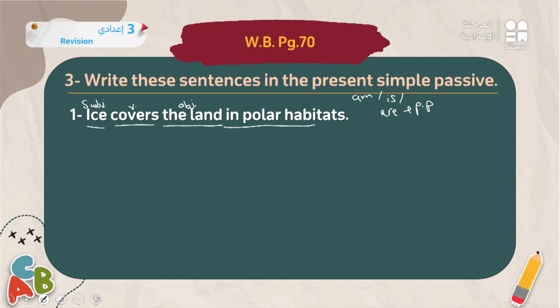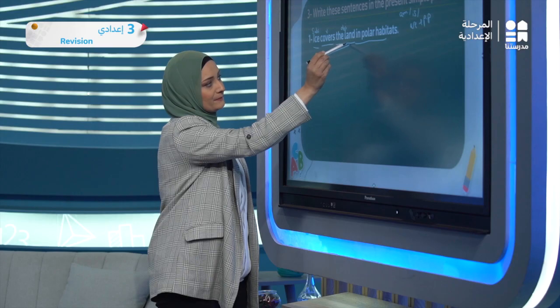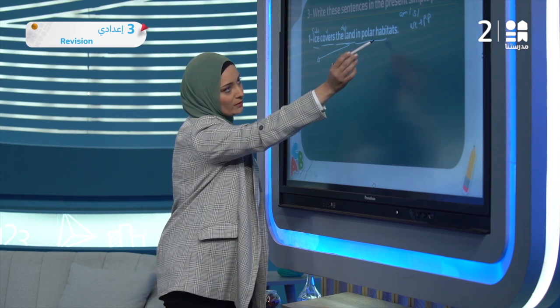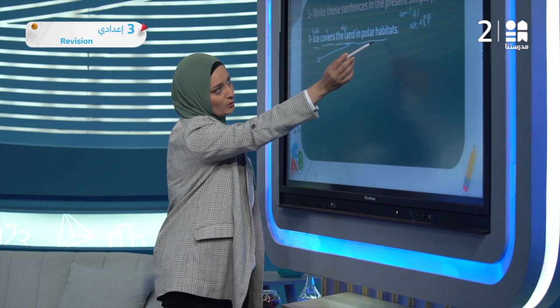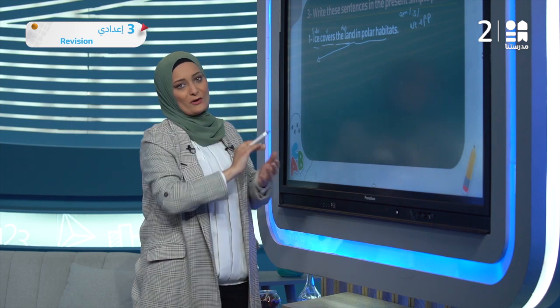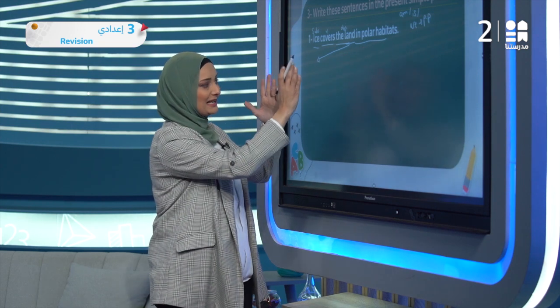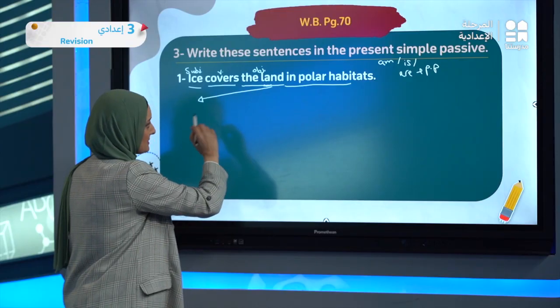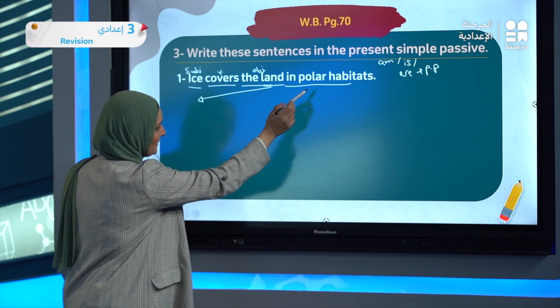بنعمل نفس الطريقة the land in polar habitats. هلتزم بالرول بتاعتي am or is or are plus past participle. طبعا the land أخد بالي إن هنا الobject هو land مش polar habitats. يعني مينفعش أشوف polar habitats فأقول خلاص are. لا، هو بيغطي اللاند، بيغطي الأرض، يبقى دي singular، فهقول is. So the land in polar habitats is.